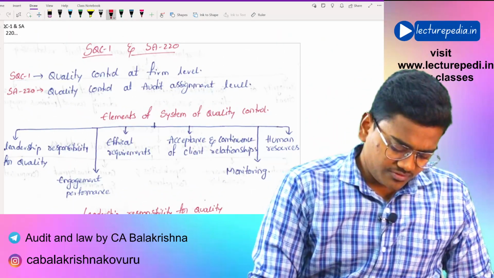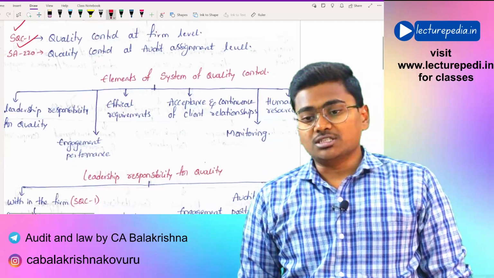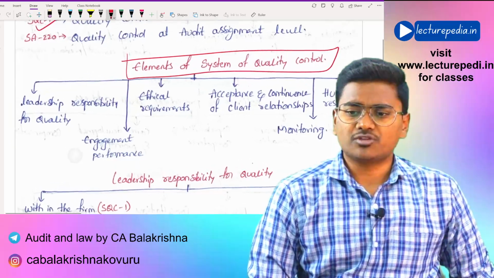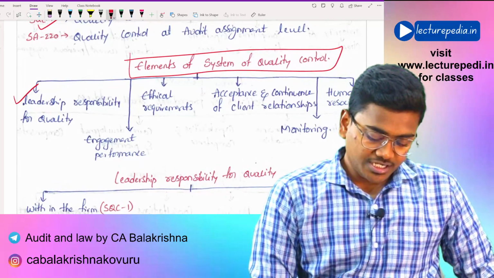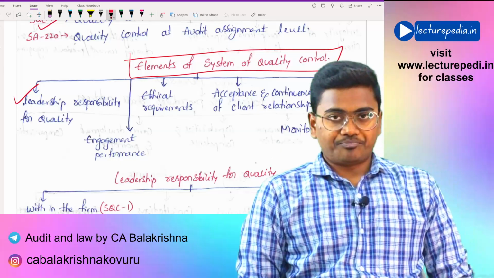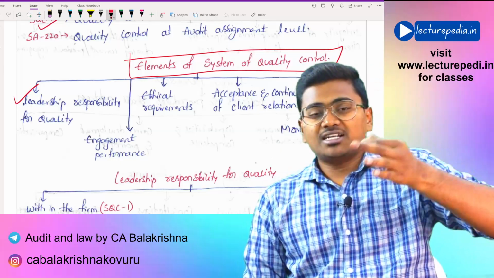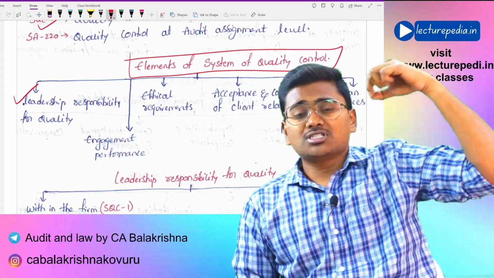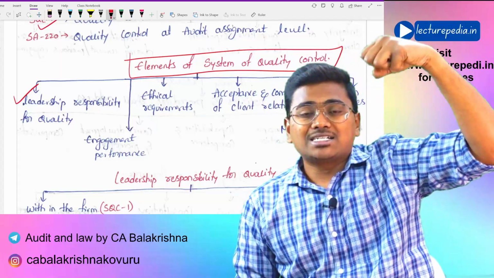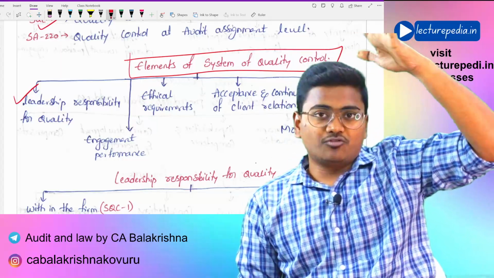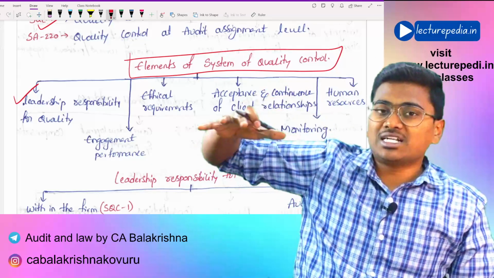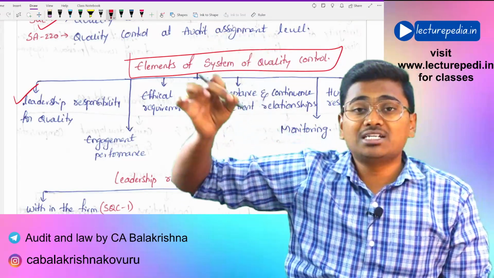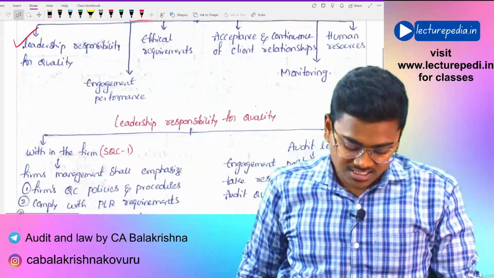First is the major difference between SQC-1 and SA-220, which you already know. Coming to elements of system of quality control, we are having 6 elements. Firstly, leadership responsibility for quality. Now SQC-1 deals with leadership responsibility for quality at the firm level. At the firm level, it is the responsibility of all the partners of the audit firm to ensure this system of quality control, whereas at the engagement level, it is the responsibility of the engagement partner to ensure that the audit is conducted in a qualitative manner. The same you can find here.